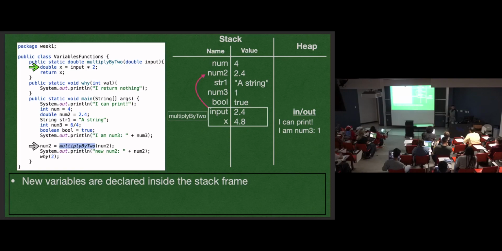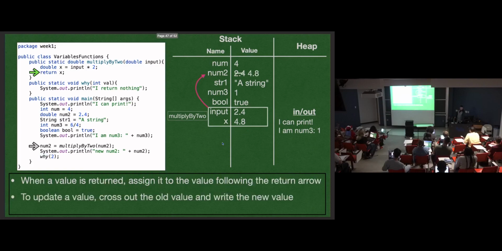Yes. Yeah, so if we call multiply by 2 again after this, we would draw a completely separate box. And when we get to the y method, you'll see it'll be a completely separate box down here. Nope, it'll get a whole new box. Okay, so that's stack frames.